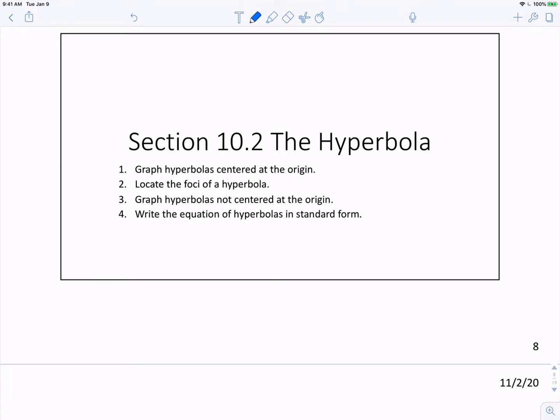Our next conic section is the hyperbola. And in this section, section 10.2, we'll graph hyperbola centered at the origin and not centered at the origin. We'll locate the foci of the hyperbola, and we'll write the equation of hyperbolas in standard form.